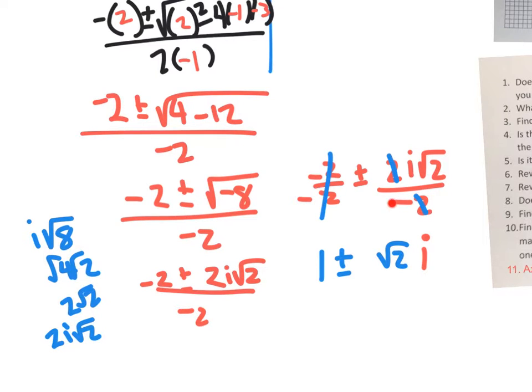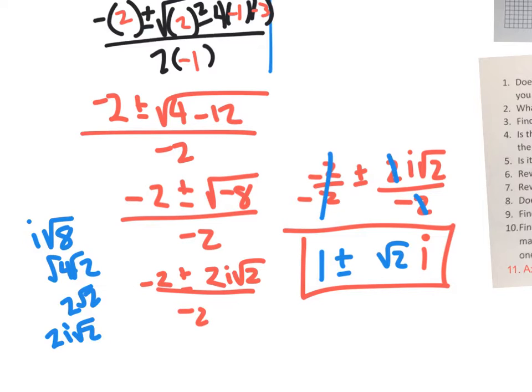And what about this negative sign down here? That would just change the sign. If you move it up, it would change the sign. But it's already both positive and negative, so you don't really have to worry about it. So this right here is my final answer, which are my x-intercept values.